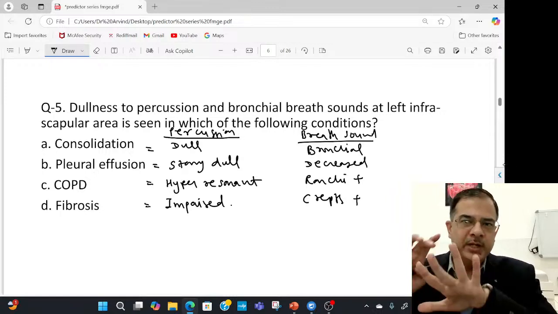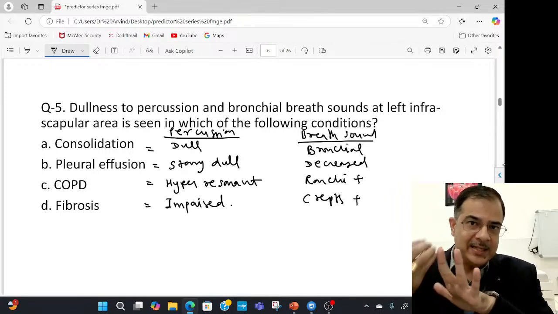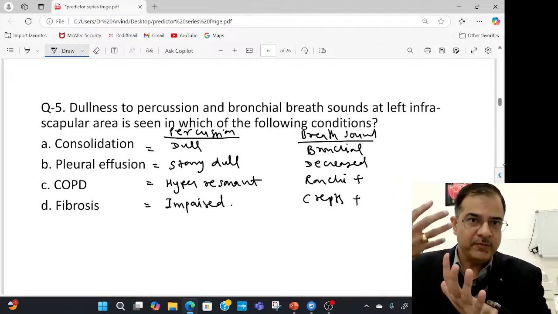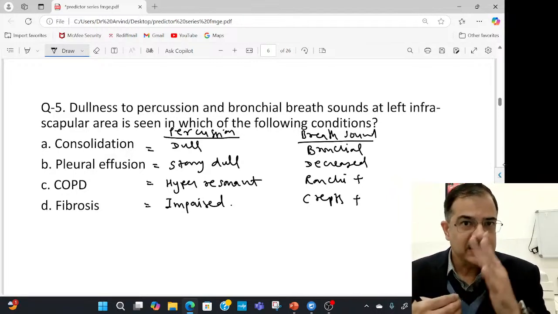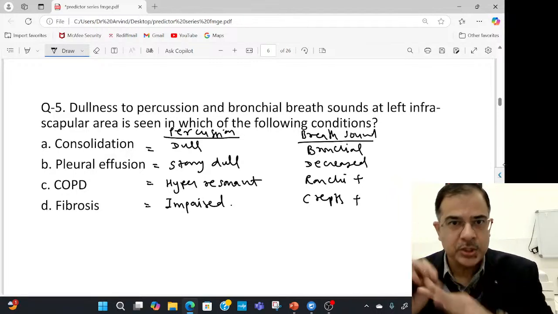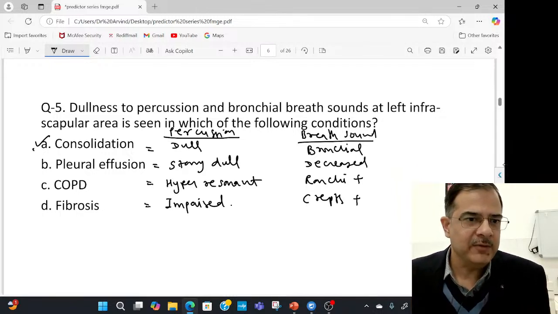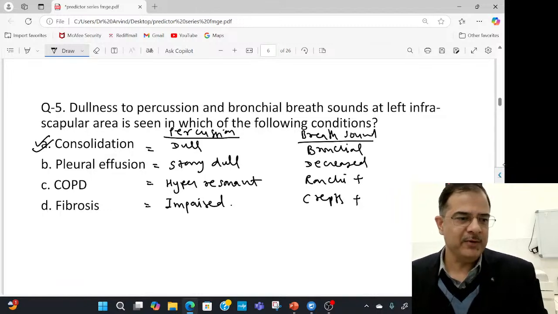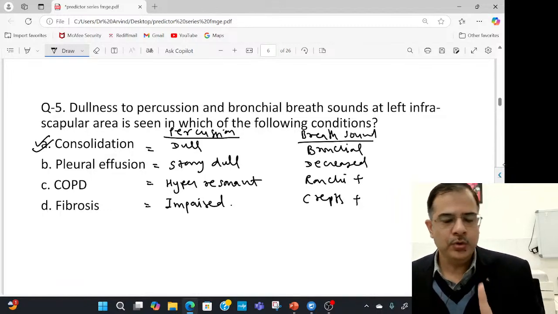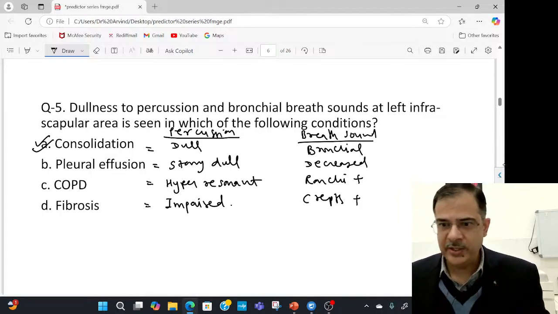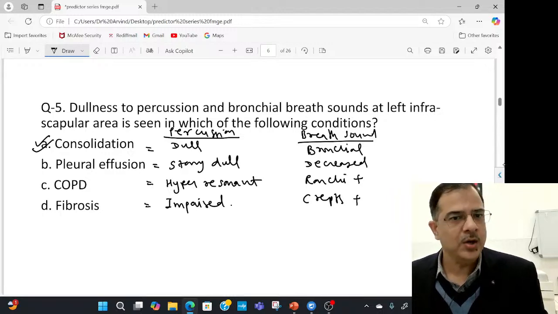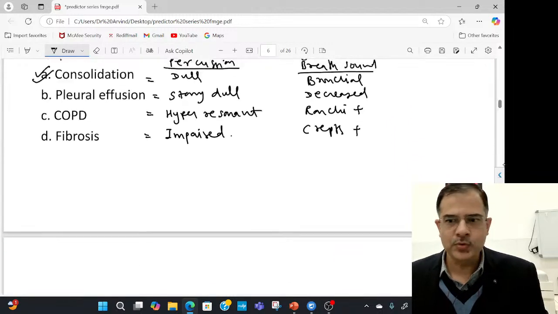What is the meaning of stony dull? When you percuss, there is a resistance from inside due to the effusion. That is known as stony dull. It is like you are percussing on some stone, a resistance from inside. So the answer here will be consolidation. That will be the correct answer. Do not mark these questions wrong. These are very important clinical questions. Now come to question number 6.